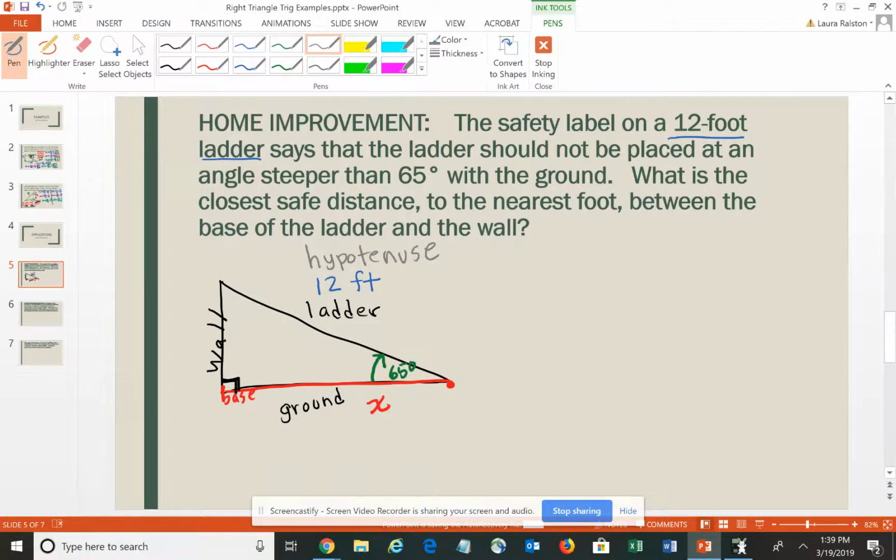My angle is this 65-degree angle. And in this case, the ground represents the side adjacent to the angle. So I know the hypotenuse. I'm looking for the adjacent side. So I'm going to think about which trig function involves adjacent and hypotenuse.